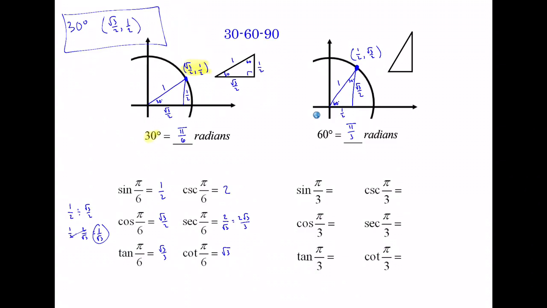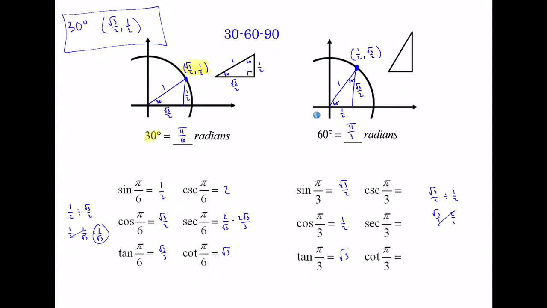So sine of pi over 3, sine is your y value, so that's square root of 3 over 2. Cosine is your x, that's 1/2. And then tangent on this one, you're going to take the square root of 3 over 2 divided by 1/2. So that's square root of 3 over 2 times 2 over 1. And those cancel, so that gives you the square root of 3.